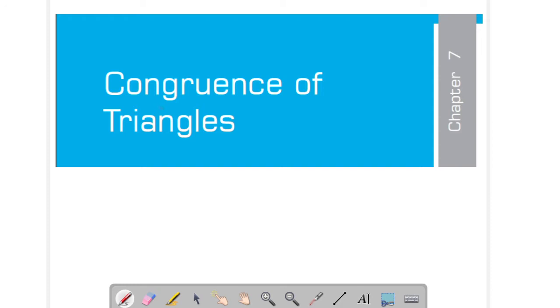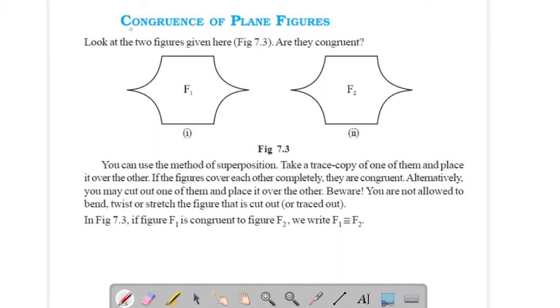Good morning, students. Today we will do chapter 7, Congruence of Triangles. First of all, let us discuss congruence of plane figures. Look at the two figures given here. Are they congruent? See F1 and F2.